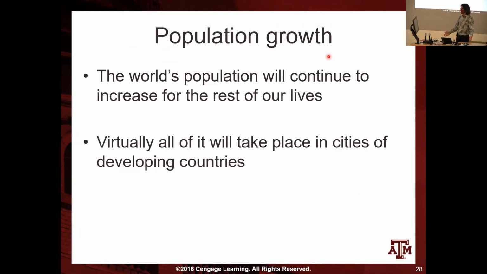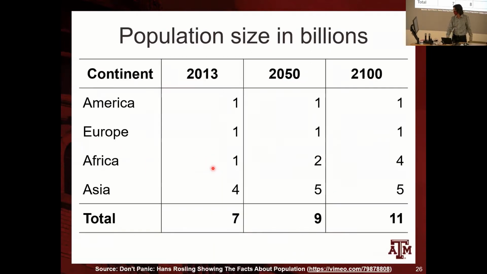So the world population will continue to increase for the rest of our lives, but as Hans Rosling indicated when he was doing his work, the population increase is going to tend to be not so steep as it was in the 70s, for example. Virtually all of it will take place in cities in developing countries, and that's really clear when we look at this table here, showing how much the African population will increase between 2013 and 2100, by 4 times.